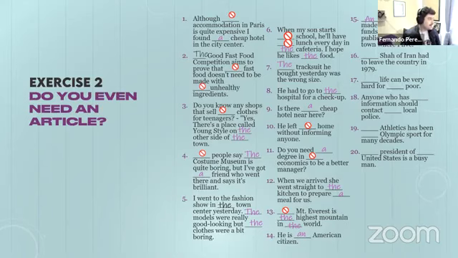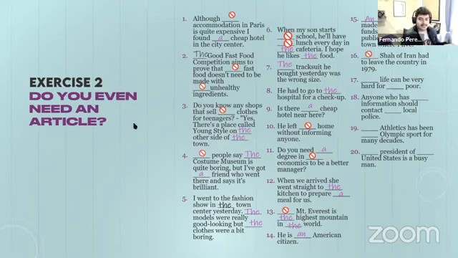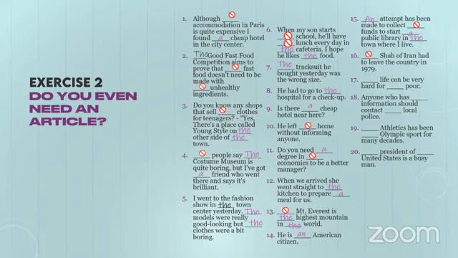Number 16. Who's got number 16? It is without the article. Shah of Iran had to leave the country in 1979. Yes, of course. Exactly, because when you talk about names of cities and countries, it's not necessary. Perfect.